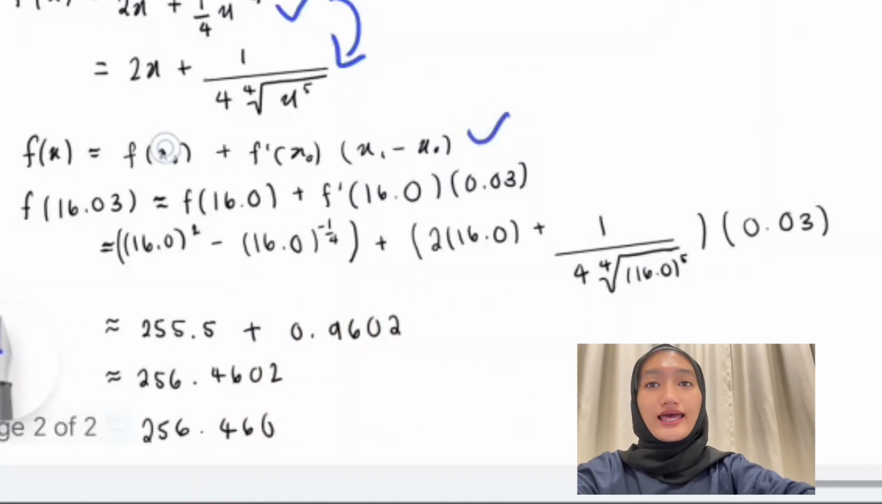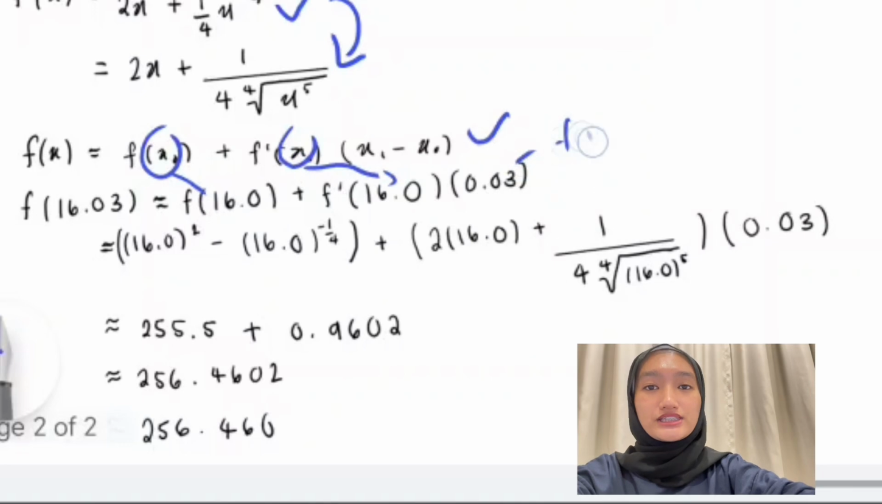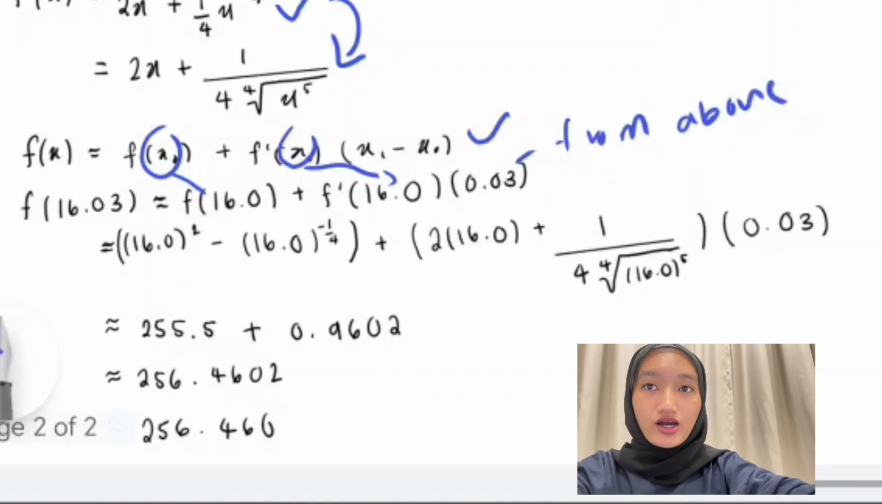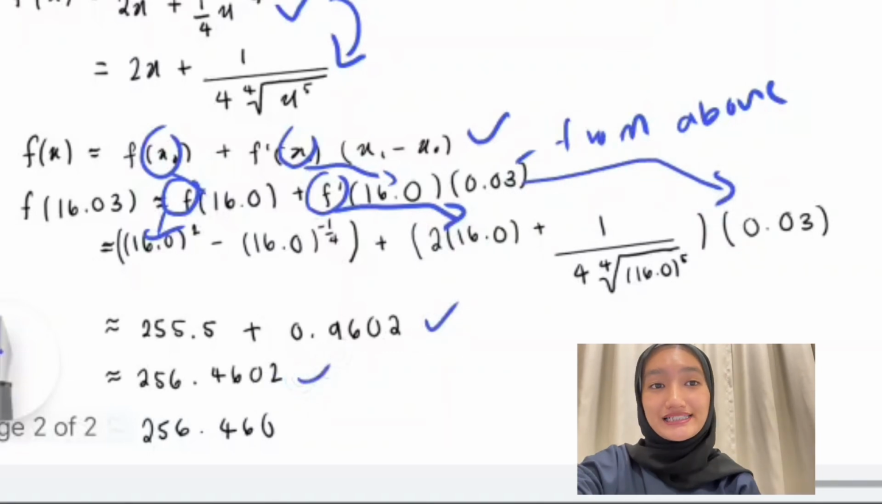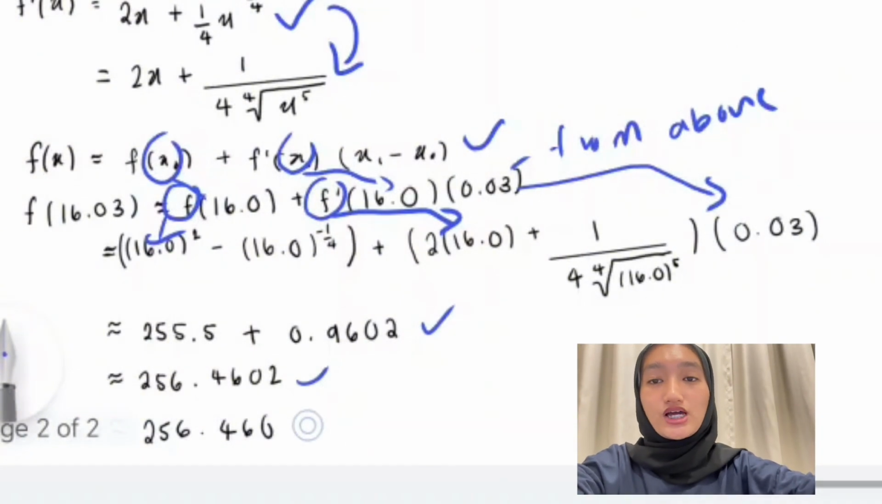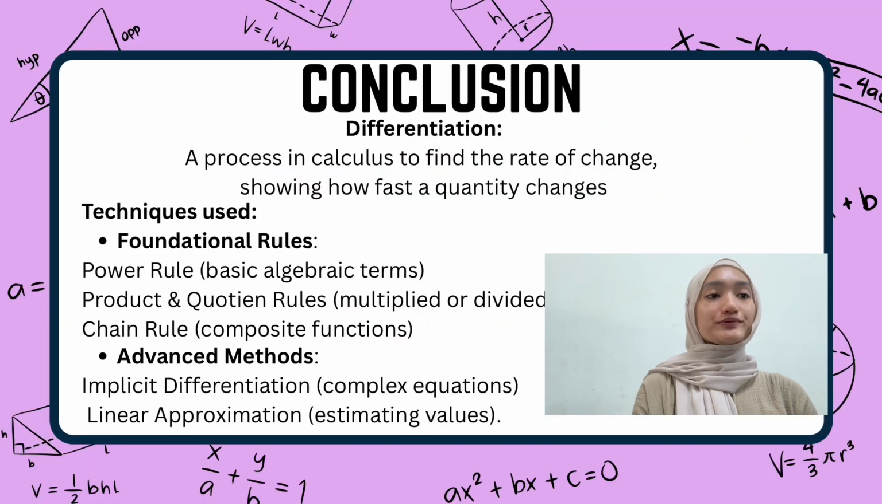We substitute x and x naught into the formula, and we get f(16.03) equal to f(16) plus f prime(16) multiplied by 0.03, as we already calculated before. With that value, we substitute f and f prime, and it will be 255.5 plus 0.9602. And we get an answer which is 256.4602. And for the last step, we change it into 3 decimal places, and we get 256.460.